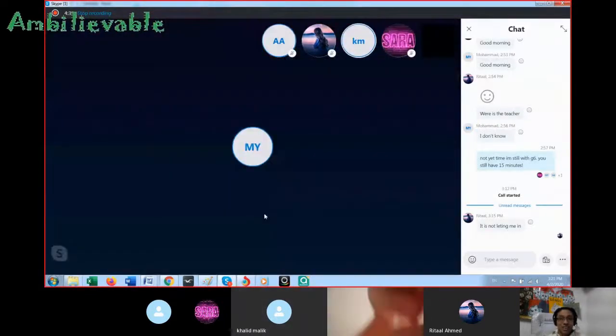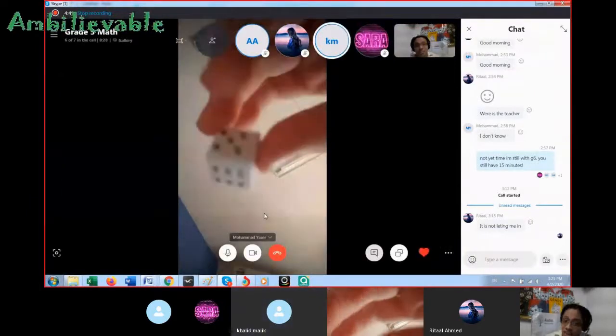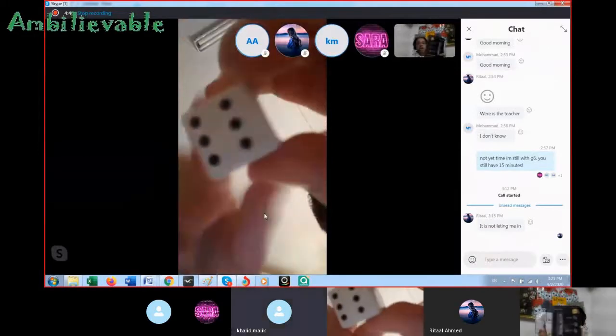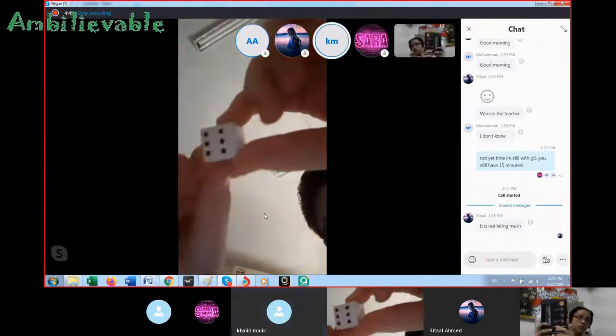1, 2, 3, 4, 5, 6, 7, 8, 9, 10, 11, 12. Okay, so this is a dice. Yes, that's a dice. Yes, that's correct. Count the edges. All of you, look at this one. Can you see this one?